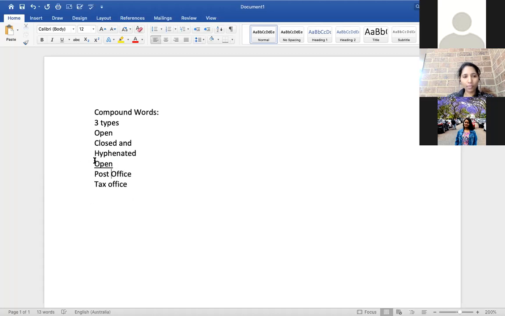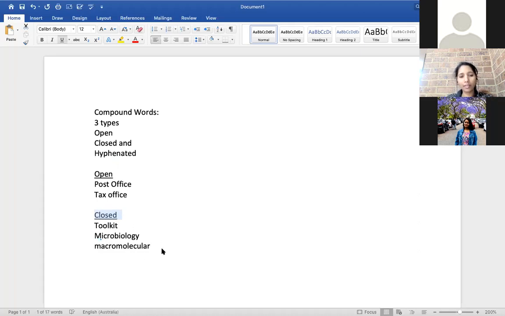So pay attention to open compound words, then your closed compound words. Closed compound words are words that are one word, just like your toolkit you did now. They are composed of two words, but they are written without a space. That's one. Then another one is words like microbiology, macro, molecular. All these kinds of words are closed compound words. So closed, if you write it with a space or with a hyphen, then that is wrong. And then hyphenated compound words. So closed also contain words like midnight, midday, and all that. Okay, so hyphenated compound words are words with a hyphen in between.